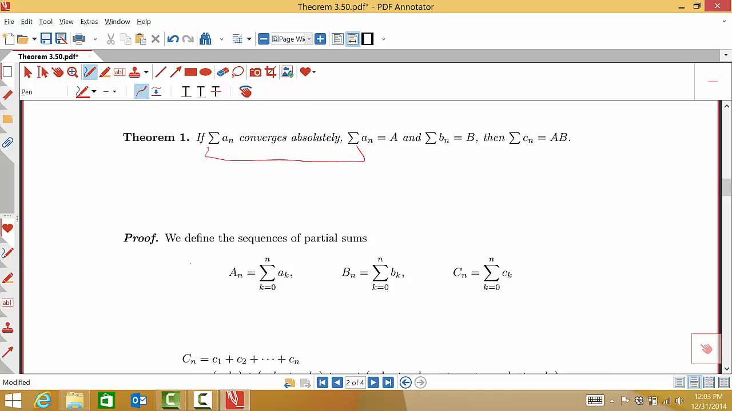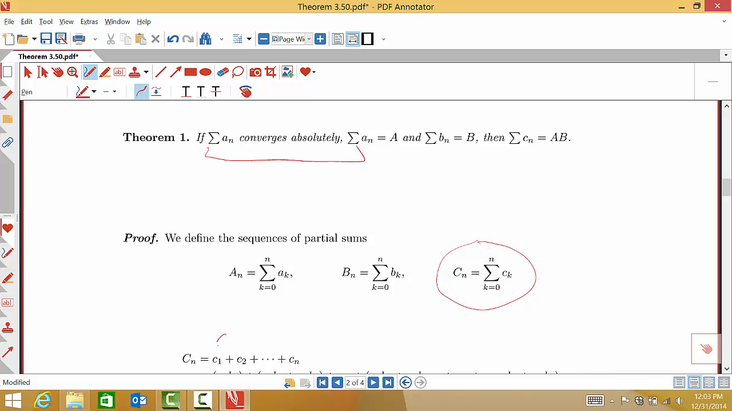And of course, anything we're going to prove with infinite series, we're going to look at partial sums. So we're going to define the partial sums of the three series in question. Capital A sub n is going to be the partial sums for the first series, capital B sub n, partial sums for the second series, and capital C sub n, that's what we're really interested in. This is the partial sums for the product series. So let's look at C sub n.